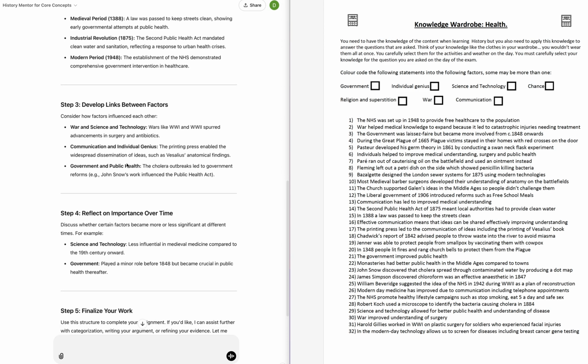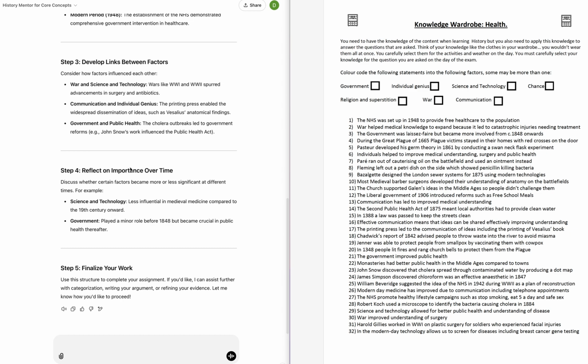So look for links, reflect on the importance of change over time, discuss whether certain factors became less significant or more, and use this structure to complete your assignment. If you'd like, I can assist further with categorization, writing your arguments, or refining. Let me know. But for me, I would say, there's your structure. Now let's go and do some, and then check back with ChatGPT.